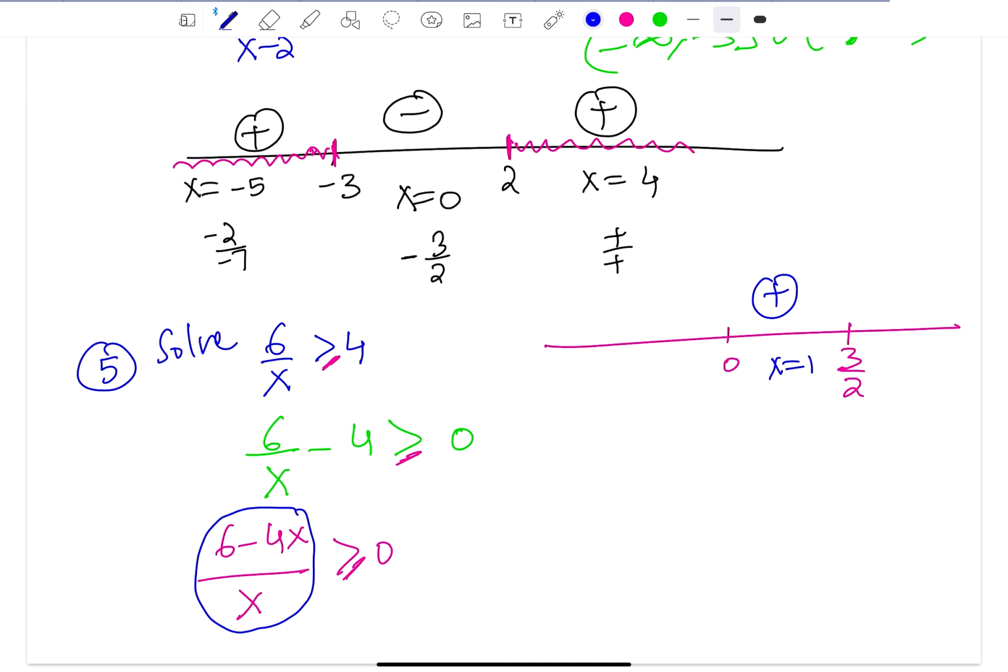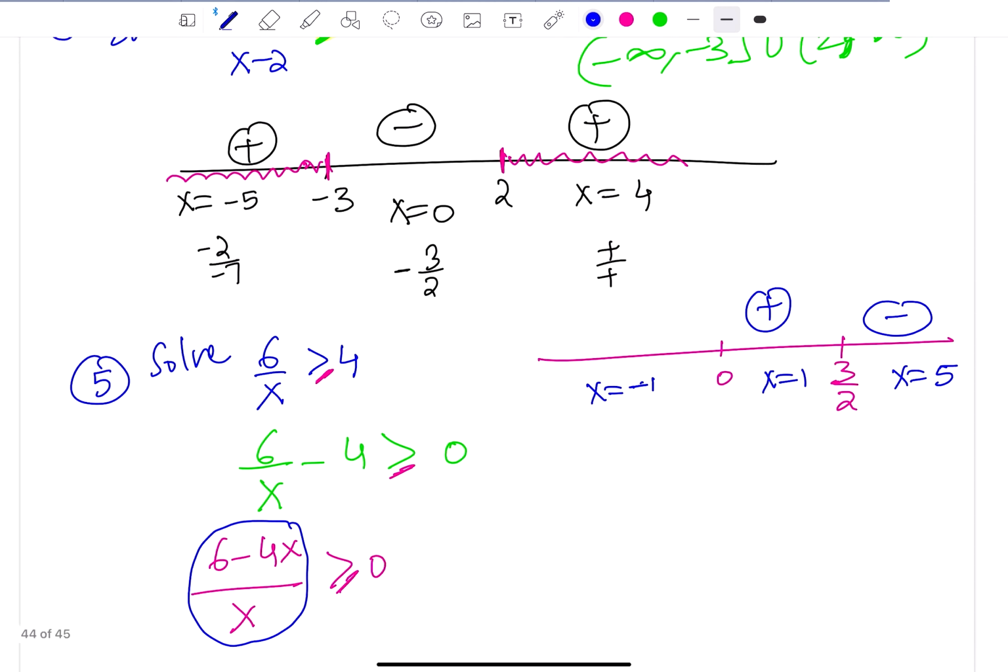And to the right of 3 halves, which is 1.5, I can pick x as 3 or 4 or 5, whatever you want. It doesn't matter which number you choose. The only thing that matters is the sign. So this can be 6 minus 20 in the numerator, which is a negative number, divided by 5, a positive number. Negative divided by positive is negative. To the left, we can pick negative 1. So 6 plus 4, which is positive, divided by negative would be a negative number.